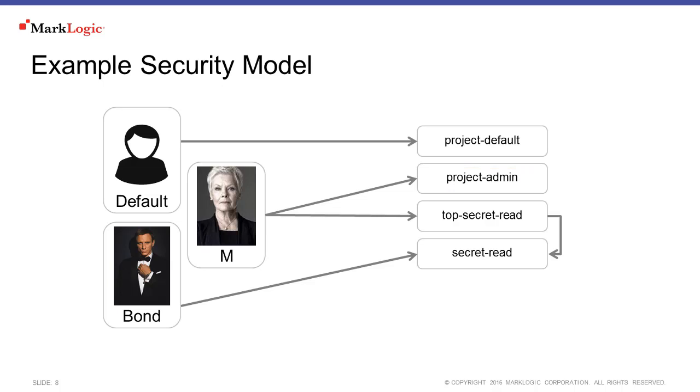Then we've got our read roles. We have a role called Top Secret Read. Users with this role will get read permissions on documents classified as top secret. Users with this role will automatically inherit the secret read role. And last, we have the secret read role. Users with this role will get read permissions on secret documents, but not top secret documents. And remember, we also have 3 users who were created in this example. We've got a generic default user, we've got our favorite spy, James Bond, and we've got M, the director of MI6. Now let's implement some redaction rules.